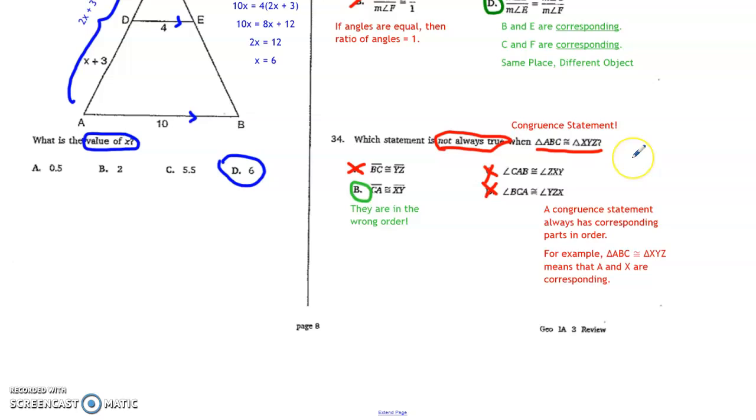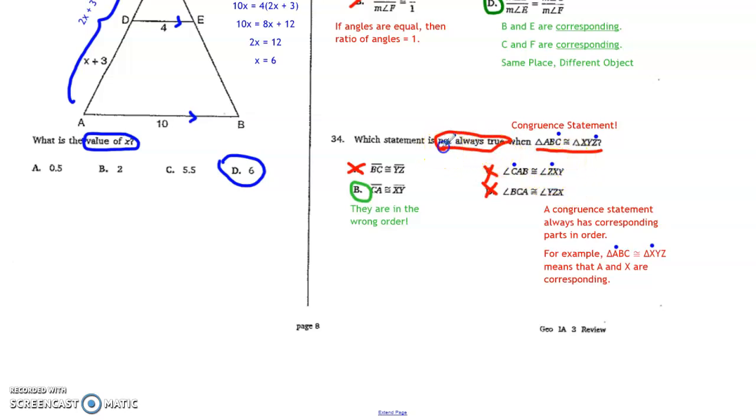Well, the congruent statement tells you the order in which the letters should be. So for example, A, B, C, X, Y, Z, it says that A should be in the same place as X in your answer. So just taking a look at these ones, angle C, which is here, CAB, so C to A to B, and then ZXY, starting at Z, which is here, to X to Y. It's going in the same exact pattern. Since it's going in the same exact pattern, this is true.